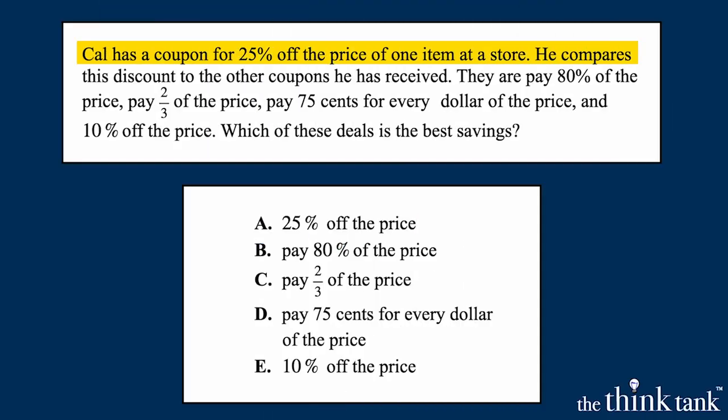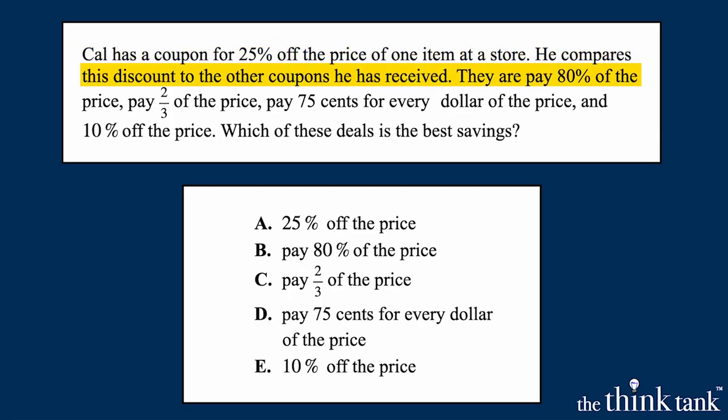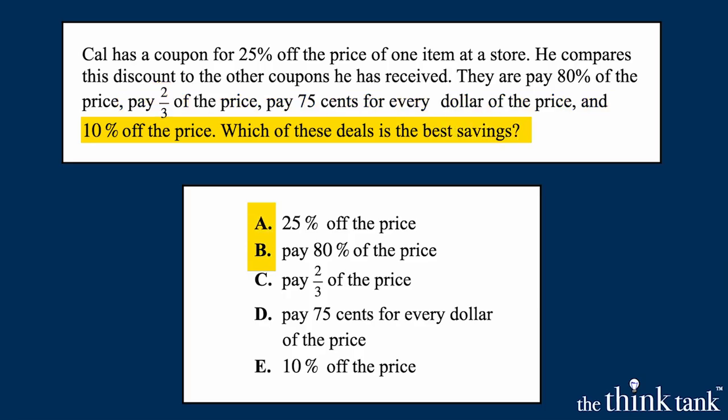Cal has a coupon for 25% off one item at a store. He compares that discount to the other coupons he has received. They are pay 80% of the price, pay 2/3 of the price, pay 75 cents for every dollar of the price, and 10% off the price. Which of these deals is the best savings?